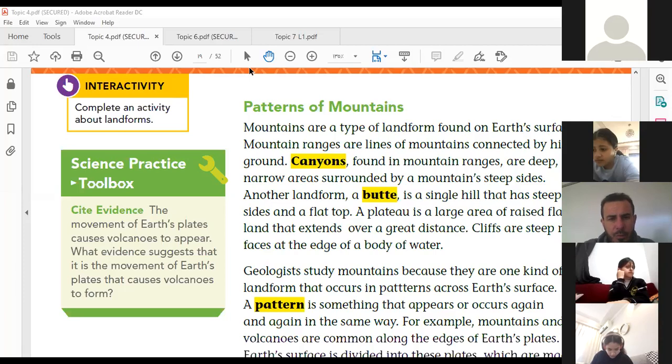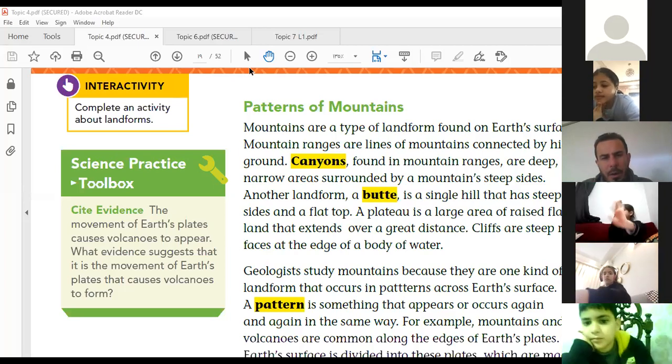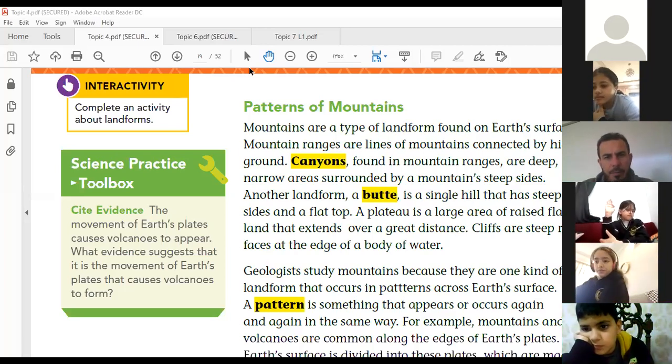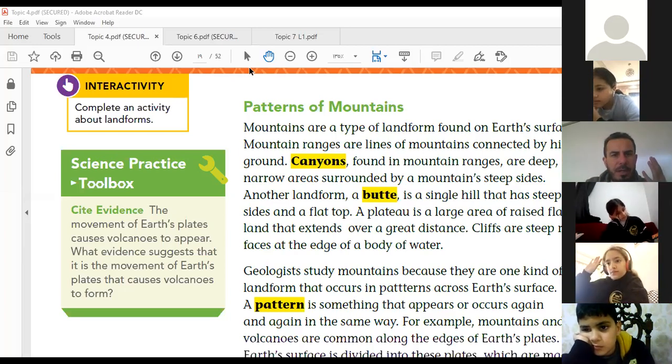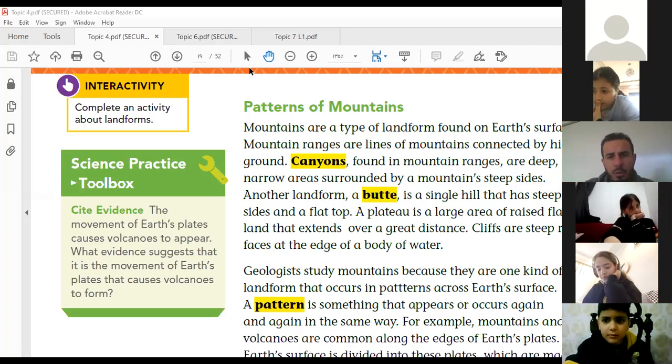Now, what is the difference between a butte and a plateau? A plateau is a single hill that has a steep side and a flat top. Is that right? You are talking about a butte. Yes, a butte. The butte and plateau are very close to each other, but there is a big difference. Who can answer? Yusuf Abidat? Yes, teacher. What is the difference between a butte and a plateau?